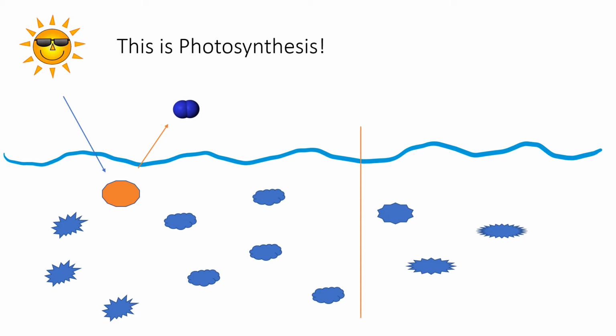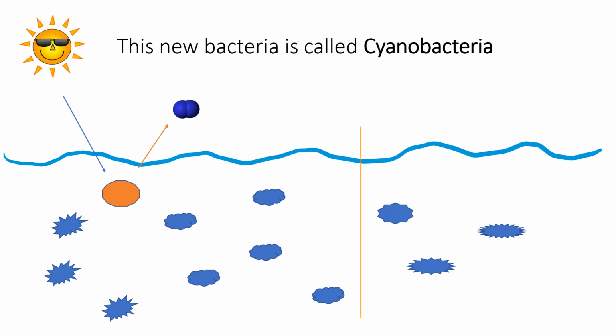And this is the process we know today, photosynthesis, right? We know that plants all over the place take the sun's energy and produce oxygen out of it. And this bacteria is called the cyanobacteria. So these cyanobacteria still exist today. Obviously, they've changed over the course of billions of years, but there are still lots of cyanobacteria floating around in the ocean.